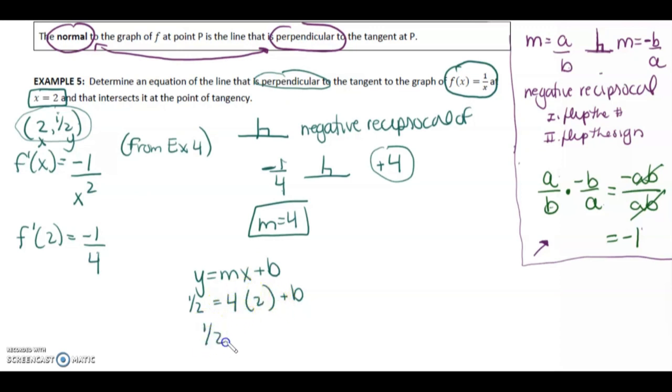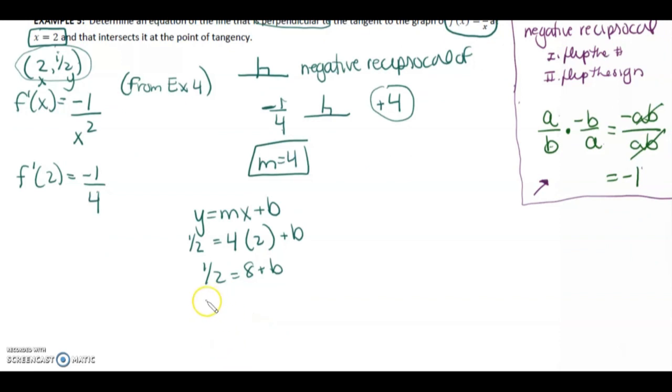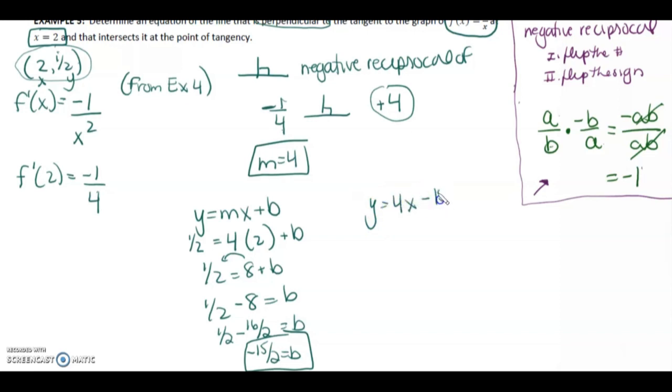So now we can have 1/2 equals 8 plus b. Okay, 1/2, we're going to bring this 8 over, minus 8 equals b. So we get 1/2 minus 8 is going to be 16 over 2. So we get negative 15 over 2 equals b. So our equation is y equals 4x minus 15 over 2.